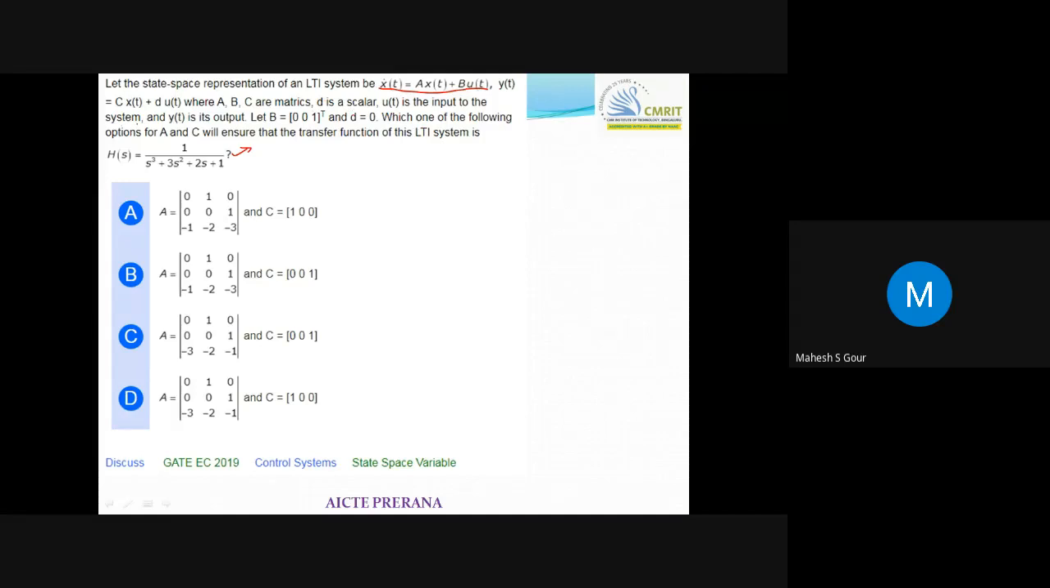U of t is the input of the system. Y of t is your output. And B is given as 0, 0, 1 transpose. D is given as 0. It means this part is not there. Which of the following options for A and C will ensure that the transfer function is an LTI system? It is a linear time invariant system. Okay, it won't vary with time.